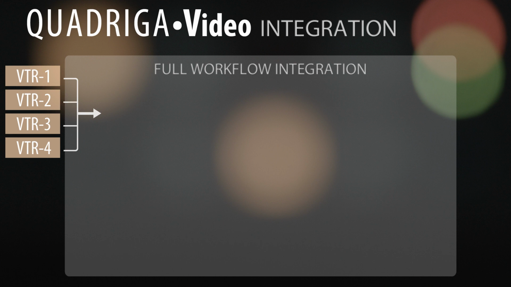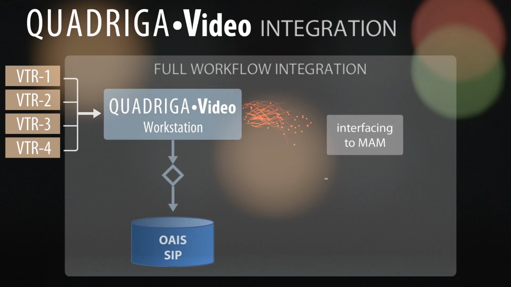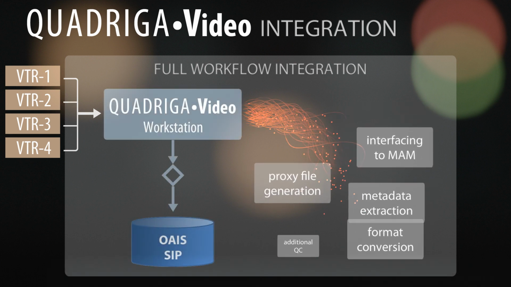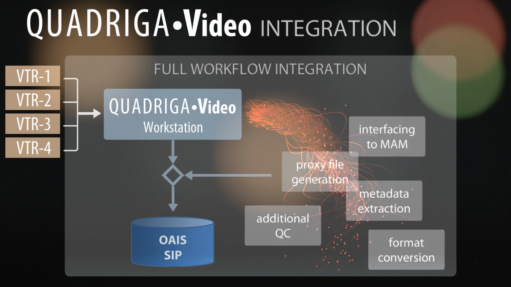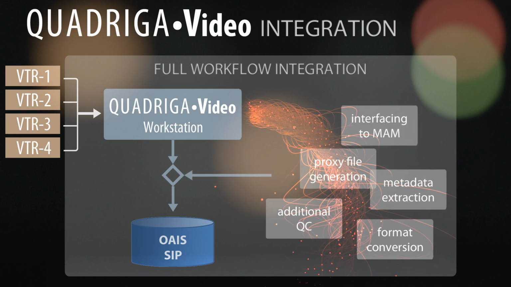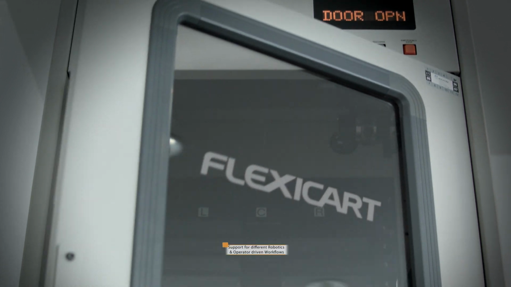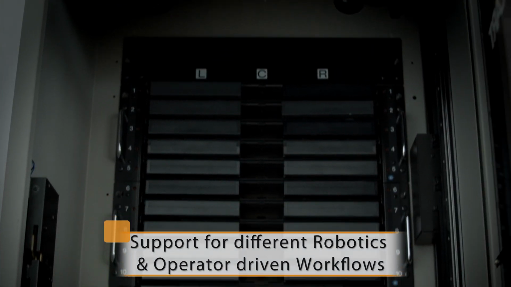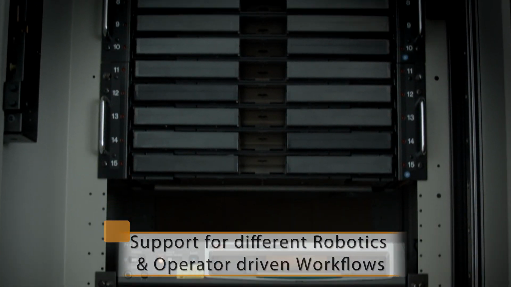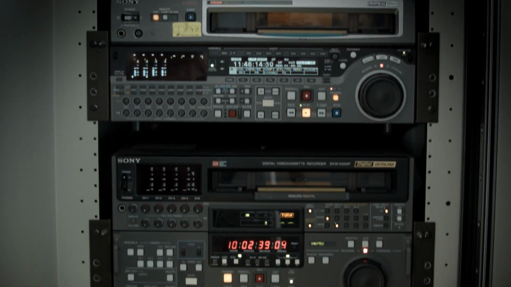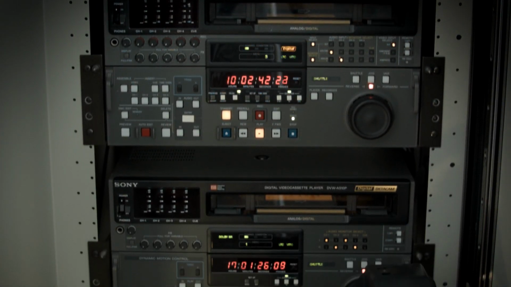Quadriga interfaces to existing cataloging databases or MAM systems through web services or XML files and can be fully integrated in workflow systems. Quadriga supports different robotic systems and is scalable from single VTR setups to full factory operations.